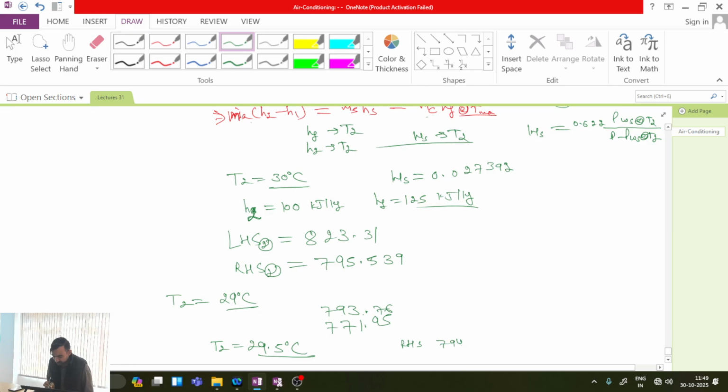But in the left hand side also, H2 is a function of T2. So that part also we need to keep in mind. Okay. So at 29.5 it is 794.66 and LHS is how much? You will not be knowing. Let me tell you. 797.59.